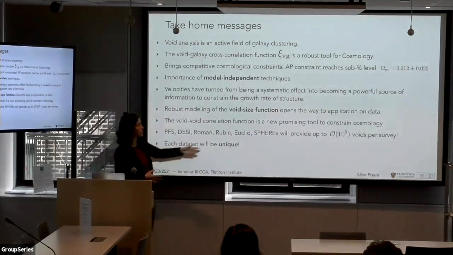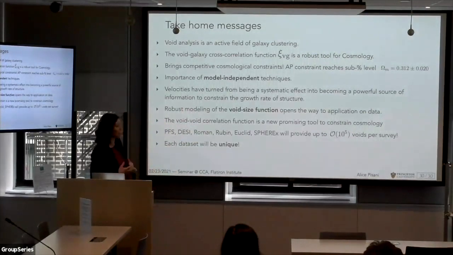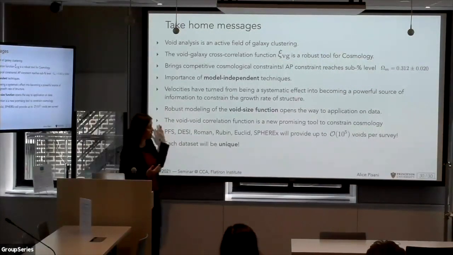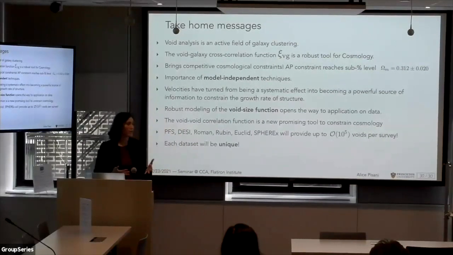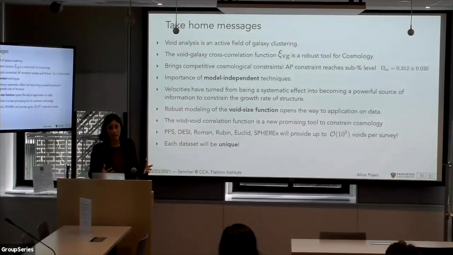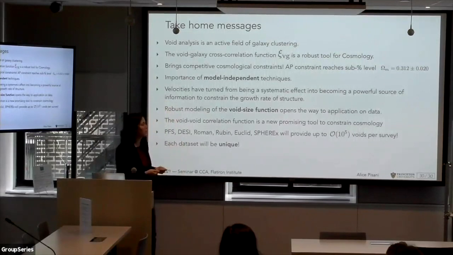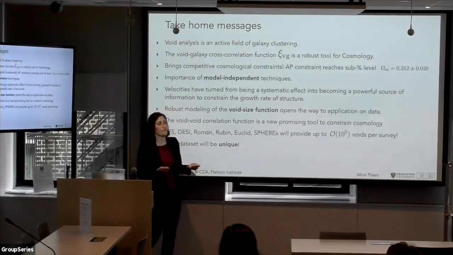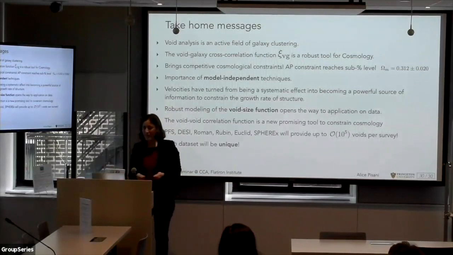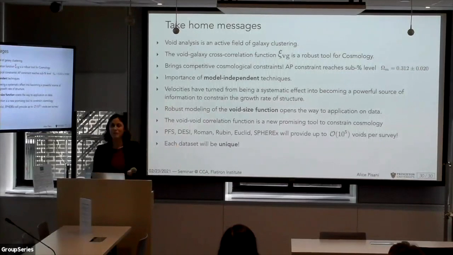And this will be something that we will really look into for upcoming surveys such as PFS, DESI, Roman, Rubin, Euclid, and SPHEREx that will each provide of the order of 10 to the 5 voids to us from the galaxy distribution. It is important to highlight that each and every one of these data sets will be fully unique because voids have a hierarchical structure. And so we will be digging and extracting information from the cosmic web at a very different level, and therefore constrain our model and better understand dark energy and the lambda CDM cosmological model.